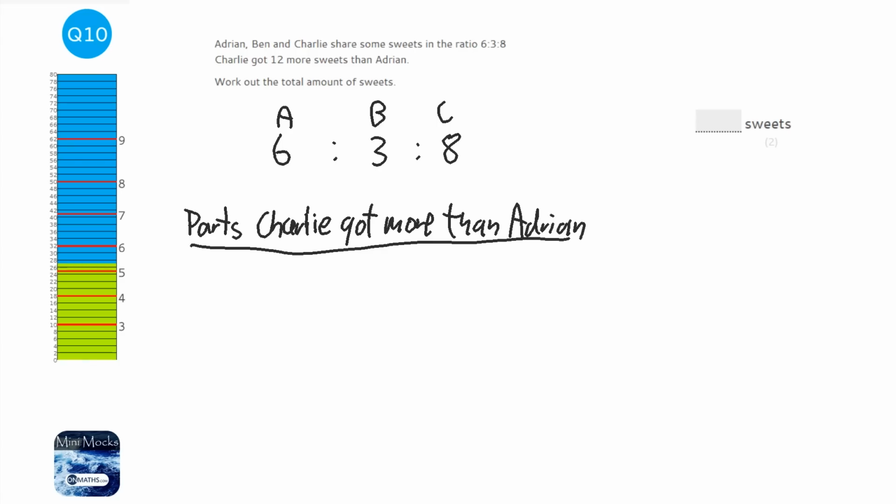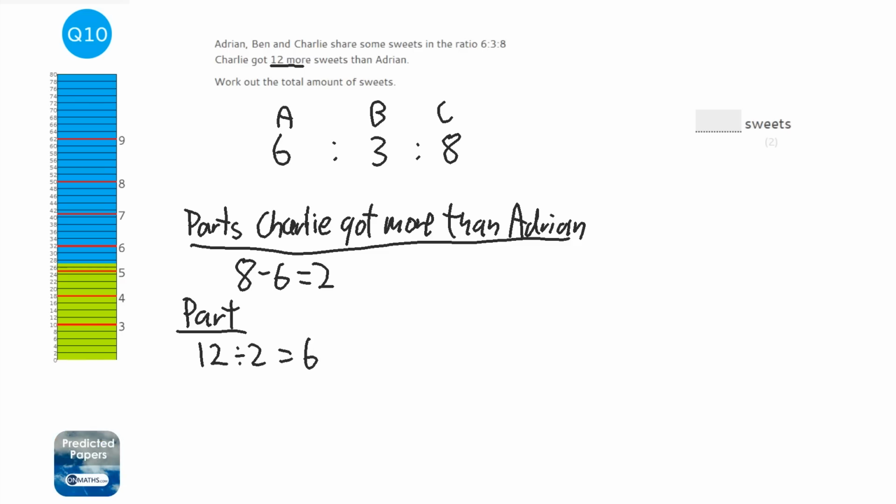Okay, so he got 8 take away 6 is 2. So he got 2 more parts. And so let's have a look and see what one part is worth. So those 2 parts equates to 12 more sweets. So we do 12 divided by 2, 6. So each part is worth 6 sweets. And it says work out the total amount of sweets. So we need to work out how many parts there are in total.